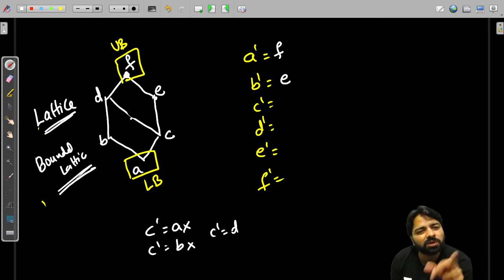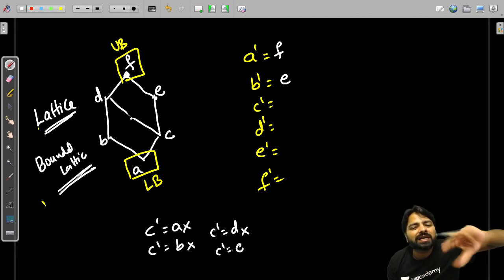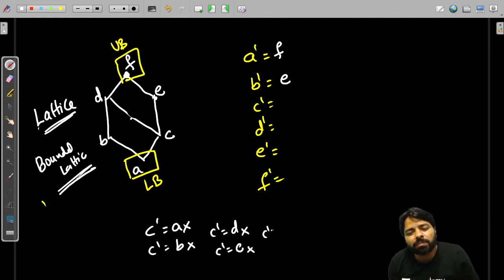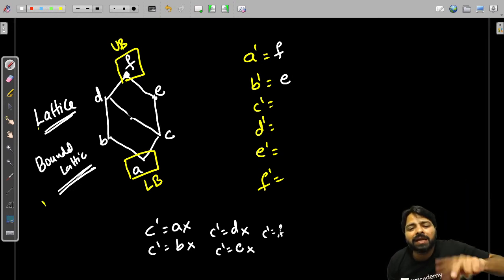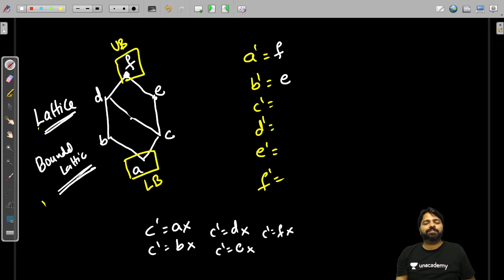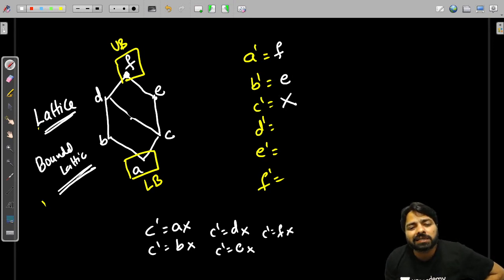Join and meet, both will fail to reach upper bound and lower bound. Fails. C complement E, CE. Join and meet, both are there in the C and E. Fails. C complement is F. Join is fine, but meet is the C. So meet fails. And C complement does not exist.